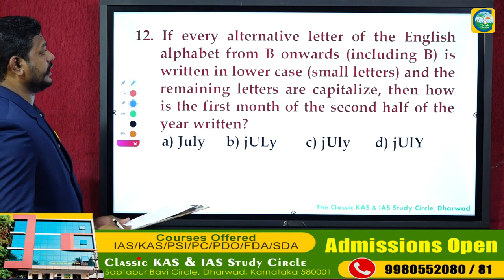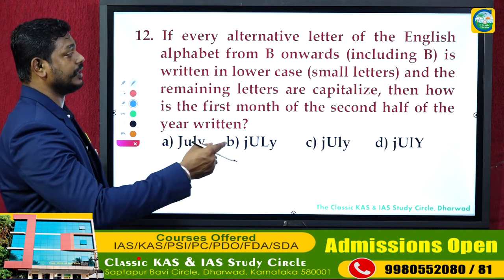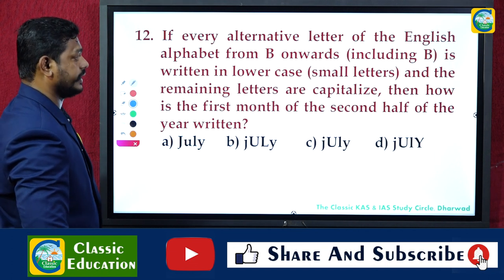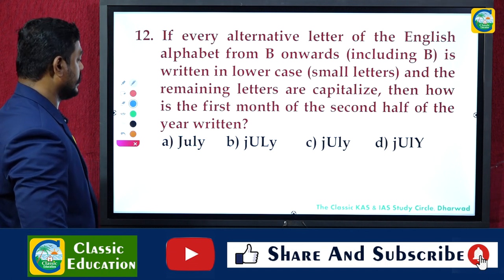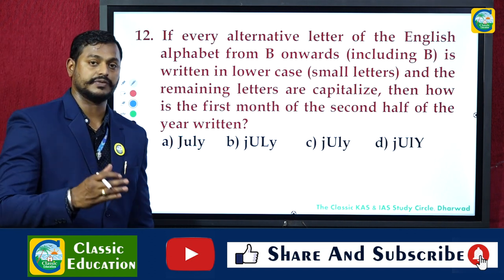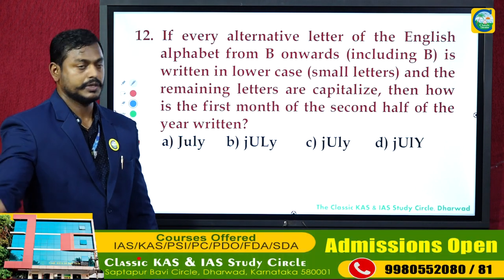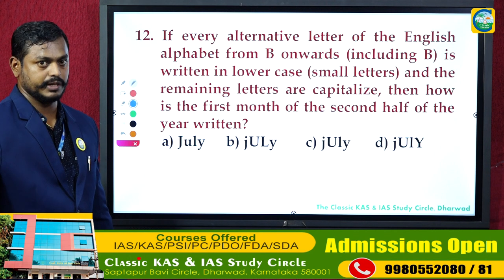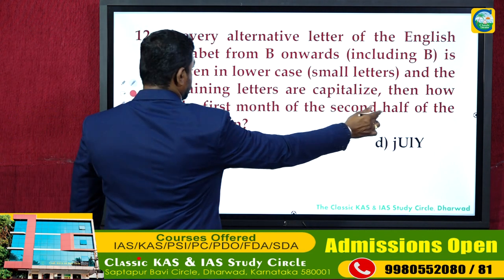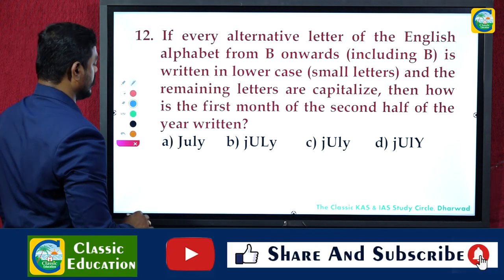If every alternative letter of the English alphabet from B onwards, including B, is written in lower case, small letters, and the remaining letters are capitalized, then how is the first month of the second half of the year written? January to June is the first half, and July to December is the second half. So the first month of the second half is July, but it should be in the particular order they have said. Let me check here.